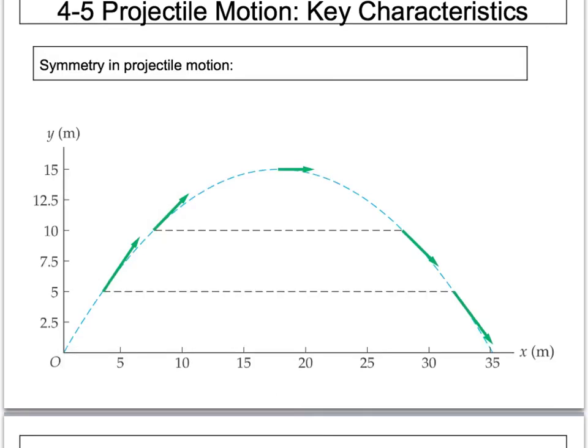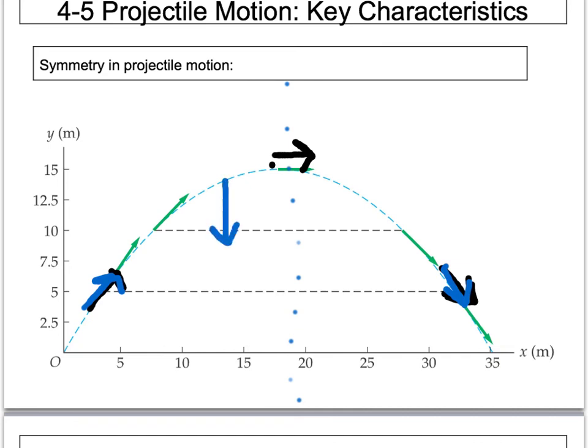Some neat things about projectile motion. The size of your velocity vector on one side of the parabola is exactly the same size on the other side. It's just that the vertical, or y, component has flipped. And velocity in y at the top is 0, but you still have your initial x velocity. So if you think of mirroring across the middle, the velocity vectors are the same size, just in opposite directions.